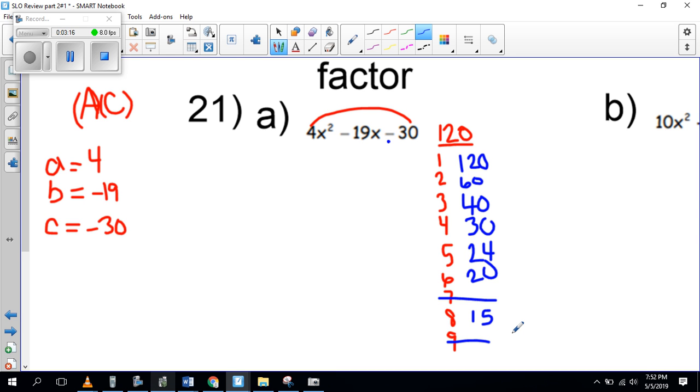First, we want to look for repeaters, and I don't see any repeaters. So we're looking for the one that's going to give us a 19. Is there any way 1 minus 120 or 1 plus 120 give us that? No. So I'm going to go ahead and mark this out. 2 and 60, either we're going to get 62 or 58. 3 and 40, we're either going to get 43 or 37. 4 and 30, it's not going to work. Let's see, 5 and 24. That looks like a possibility.